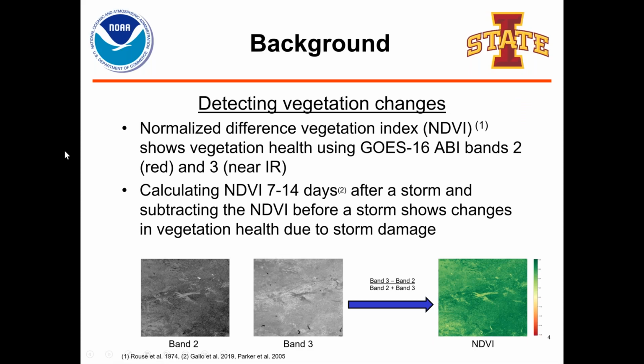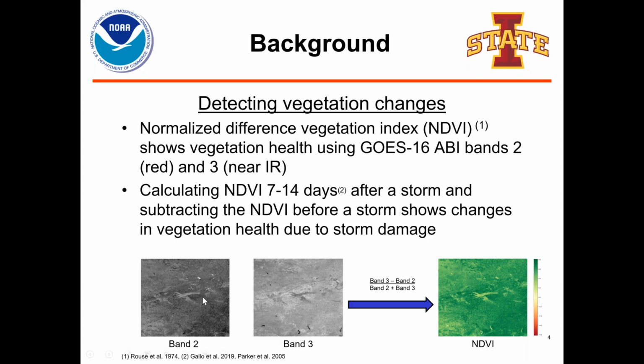So real quick here, background on what these hail swaths are on GOES-16. To detect these vegetation changes, we use an NDVI, which is really just a measure of vegetation health or vegetation greenness, and it uses ABI bands 2 and 3 to make that calculation. And so what we're really doing here is we're taking the NDVI 7 to 14 days after a storm has passed, and we are subtracting the NDVI before the storm has passed. And so when we do that subtraction, we get the total vegetation change through that period, and often it's due to storm damage.